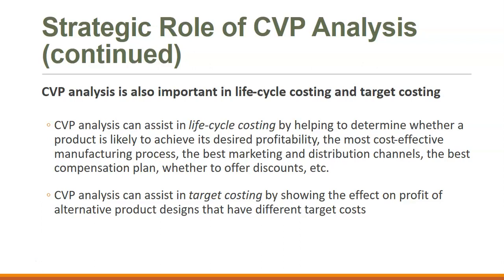We're going to look at life cycle costing. The CVP analysis helps us to determine whether a product is likely to achieve its desired profitability at all. What are our potential marketing and distribution channels? What kind of compensation plans do we want to offer our management? We can also look at target costing. In target costing, we see what the market will pay versus what our manufacturing cost is. We're trying to drive our manufacturing costs under a specific amount in order to achieve a specific profit.